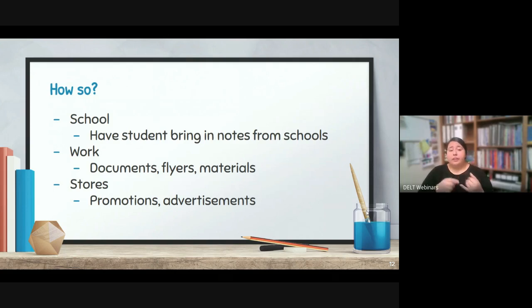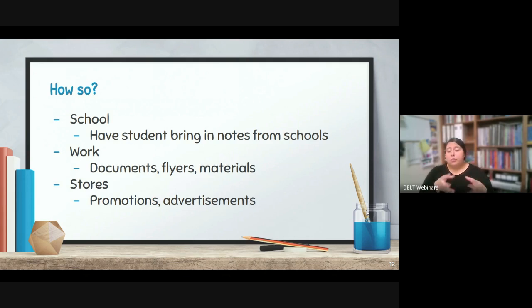If it's work, they can be documents, preferably not documents where they're like, help me fill this out, but documents where they're like, can you help me understand this? You want to be a little bit careful with that because that also goes with the same, like if they're wanting citizenship, you want to make sure you don't cross that line, but bringing flyers or materials that they just need help understanding, not filling out, but help understanding.